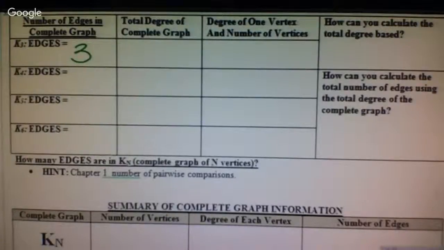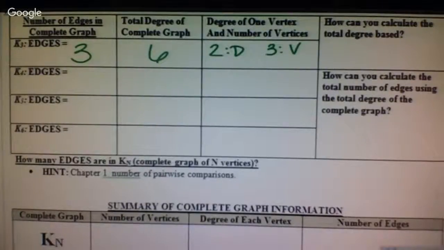Okay, total degree of the complete graph. Each dot has 2, so the total degree is going to be 6. The degree of one vertex is 2, and we have 3 vertices.